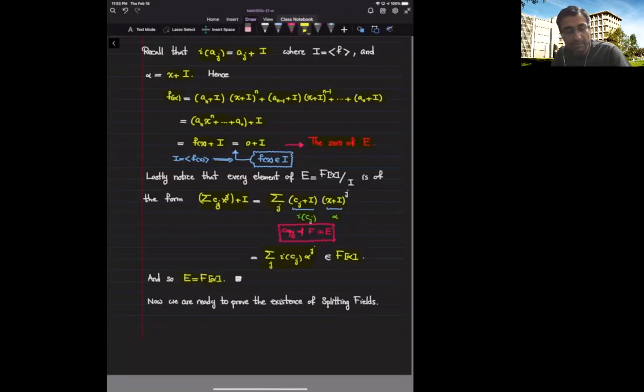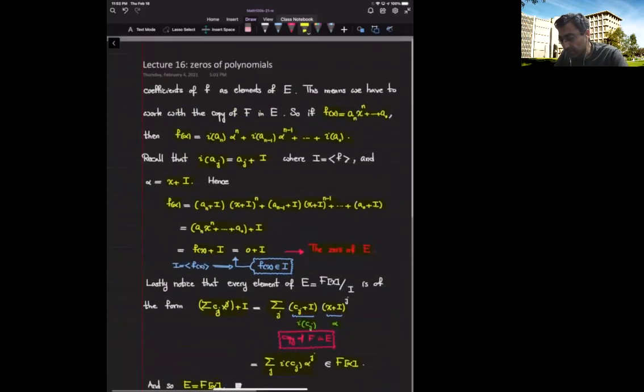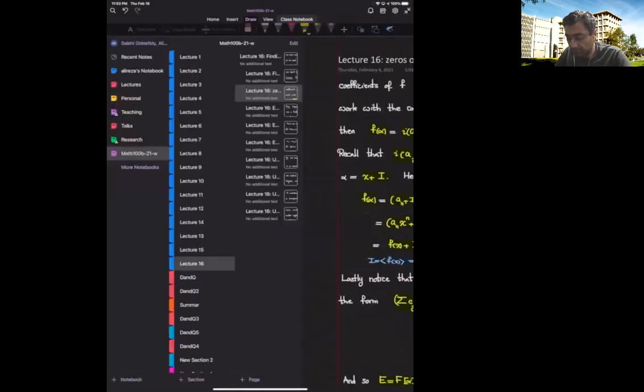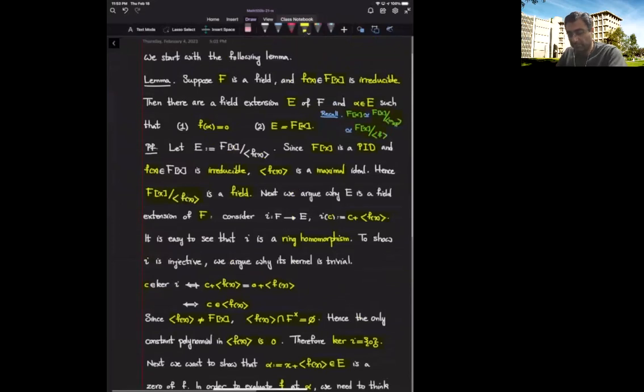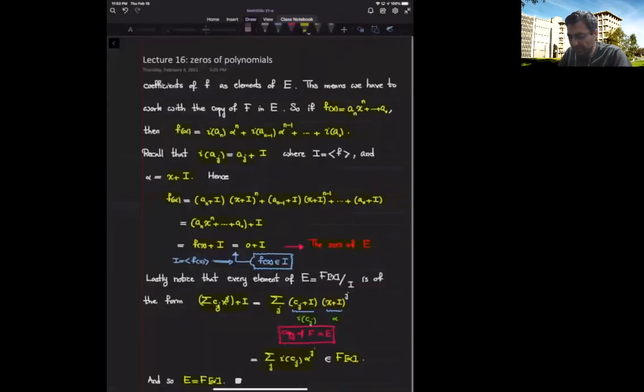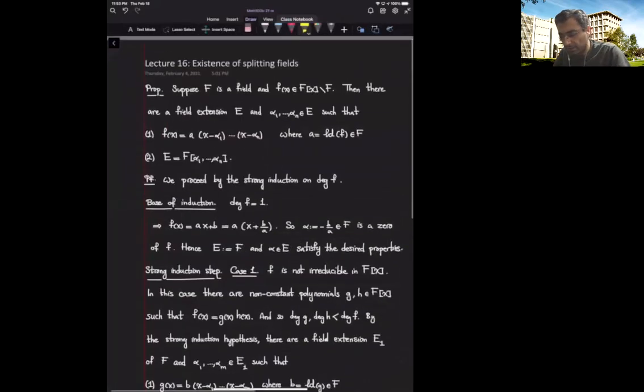And that's exactly what we wanted to show, and that finishes the proof of this statement: whenever I give you an irreducible polynomial inside some ring of polynomials with coefficients inside a field, we can find a field extension that contains a 0 of this polynomial, and it is generated by this 0. Okay, so now we have this statement, but how can this help us to show existence of a splitting field?